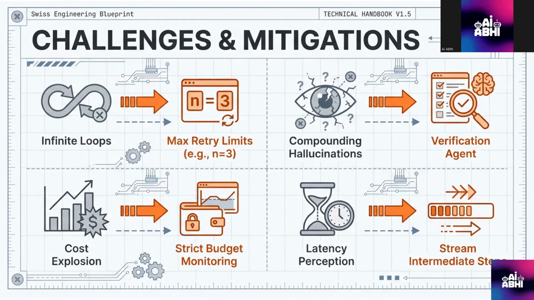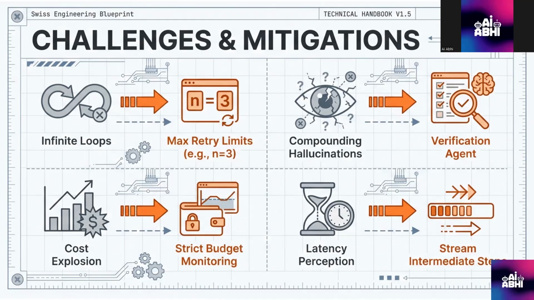Challenge number 3 is cost explosion. Each loop costs money: multiple LLM calls for planning, tool use, and reflection, plus multiple retrieval calls. If you are not careful, a single complex question can cost around 10 to 50 times more than a basic RAG query. So monitor your cost per query and set a budget.